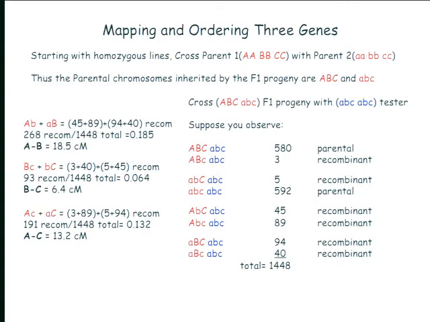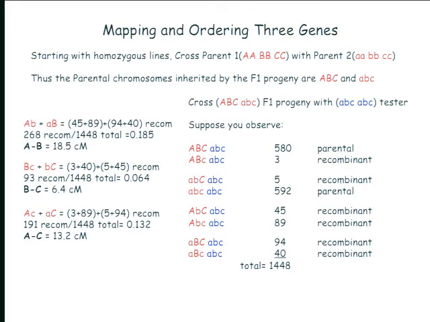Little a and big B here, 94, and also here, 40. So we add all of those recombinants up. We get 268 out of a total of 1,448, 0.185. So the map distance between A and B is 18.5 centimorgans.